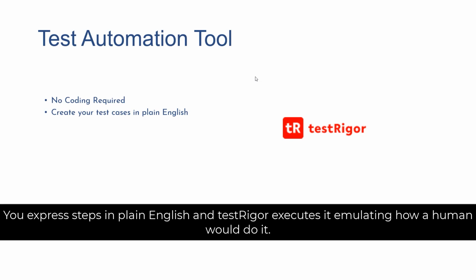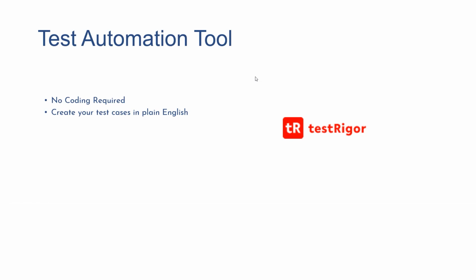So why are we using testRigor, or why should we go for testRigor? There are plenty of different tools available in the market, right? What is different in testRigor? Basically, in testRigor you don't need to write a single line of code. You write your test cases just like plain English, like how you test your application manually. In the same way you can write your automated tests using plain English.